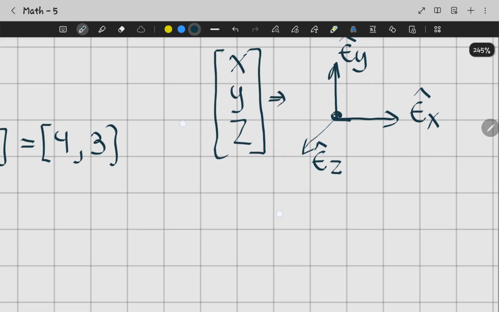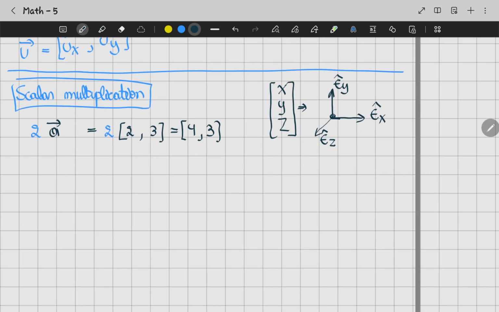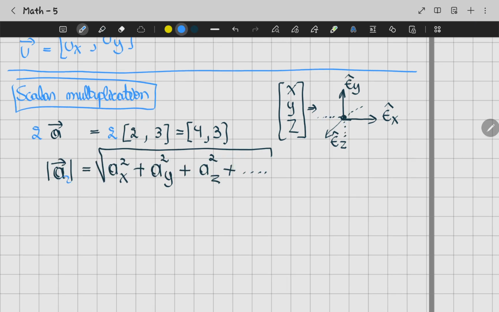And here is a representation of a 3D matrix, x, y, z. This is just a representation of 3D matrices. And here, this is how you can present the magnitude.